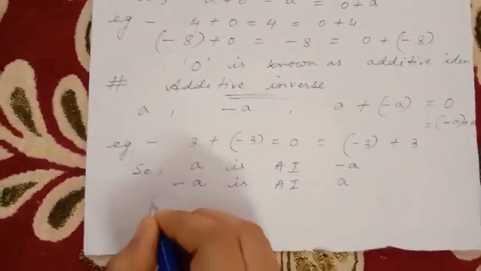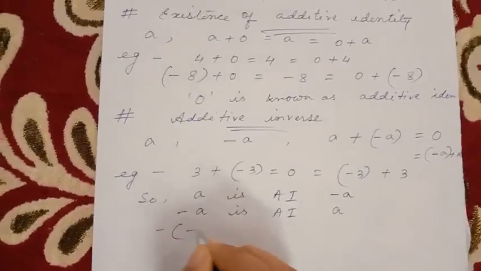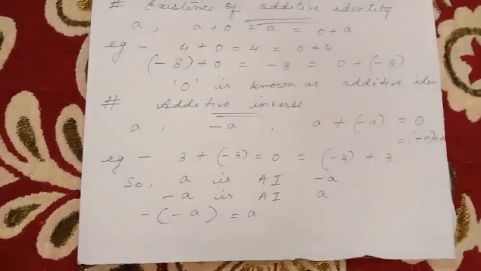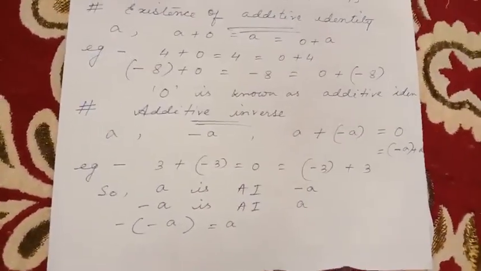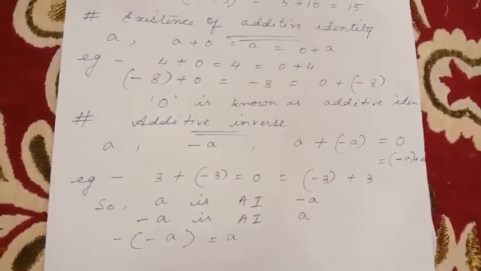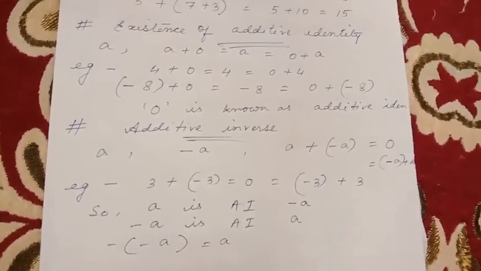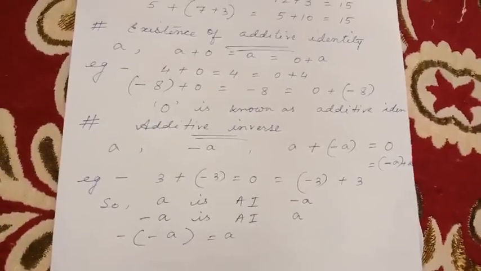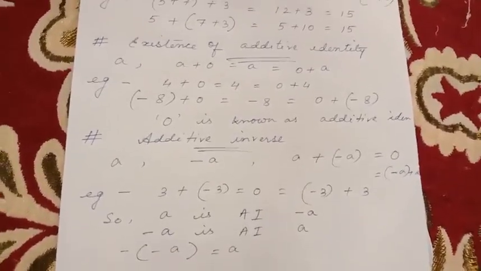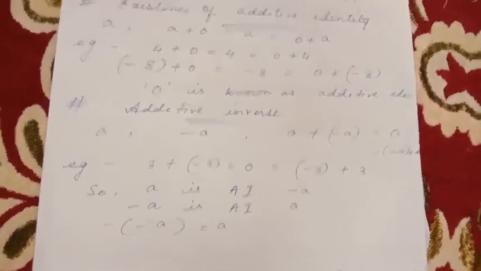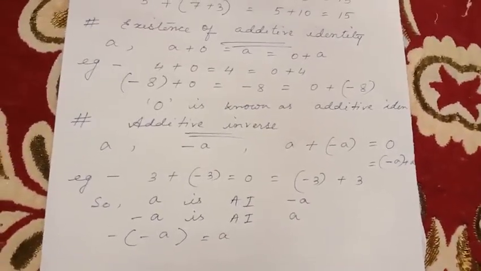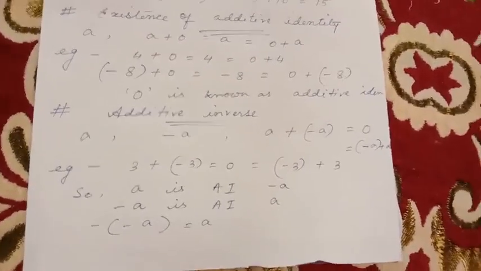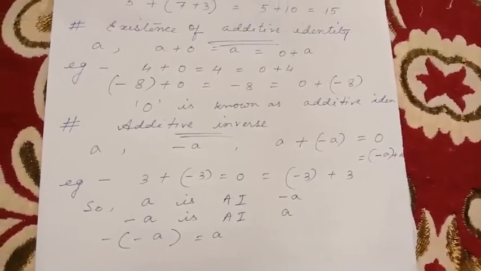Hence we can say that minus of minus a equals a. If you are asked what the additive inverse of minus 5 is, the answer will be 5. The additive inverse of 3 will be minus 3, of 11 will be minus 11, of minus 15 will be 15. Like that. So by that, today we are ending our session.